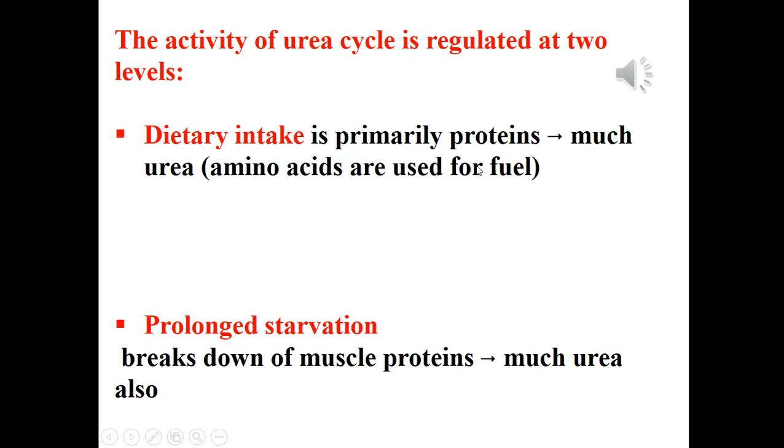The activity of the urea cycle is regulated at two levels. Dietary intake that is primarily proteins leads to much urea production, and prolonged starvation leads to breakdown of muscle proteins and increases the production of urea by this cycle. It means these are the factors that activate this cycle. If intake is high or primarily depends on protein, the urea cycle will certainly be stimulated or activated. In prolonged starvation we depend on the protein within the muscle, and breakdown of this protein leads to increased production of amino acids, then catabolism, and then activation of the urea cycle.